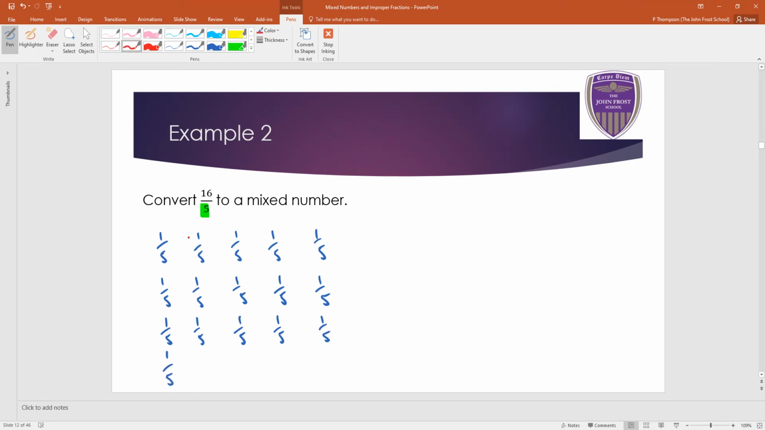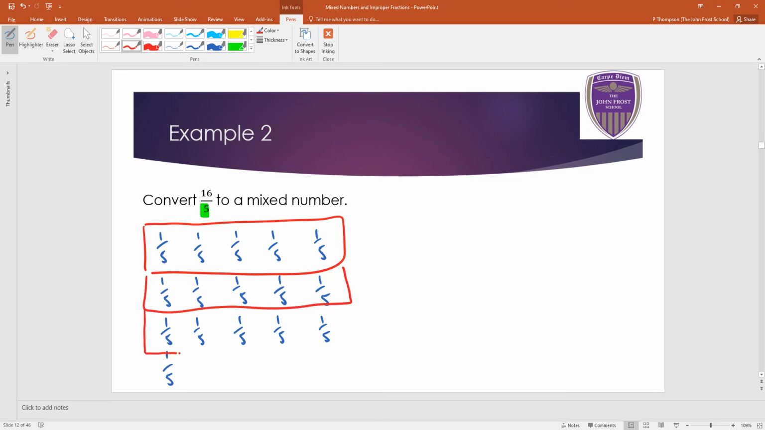I hope you see, look now, remember there's 5 fifths in a whole 1. So here's one whole 1. Here's another whole 1. Here's another whole 1. So altogether that's 3 whole 1s and just 1/5 left over. As a mixed number, it's 3 1/5.